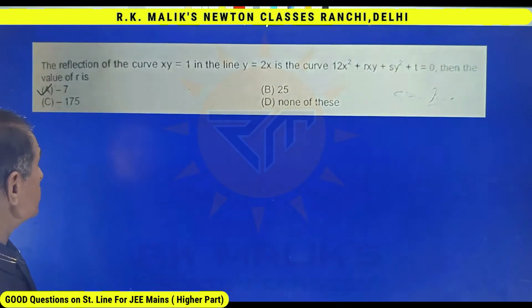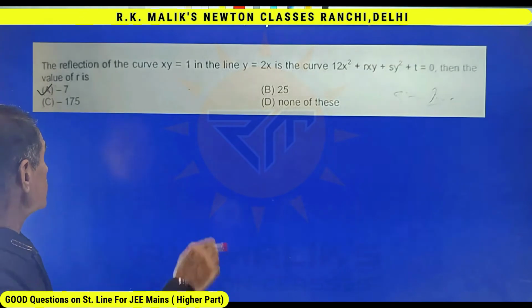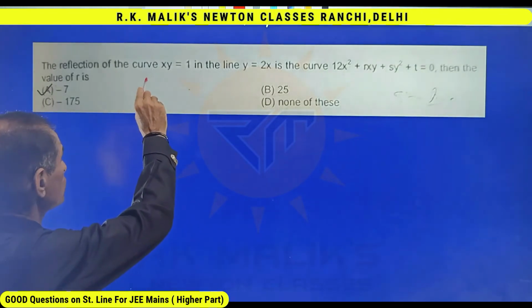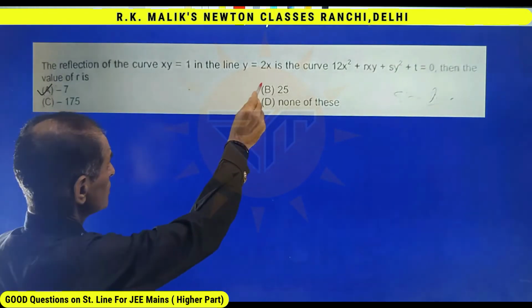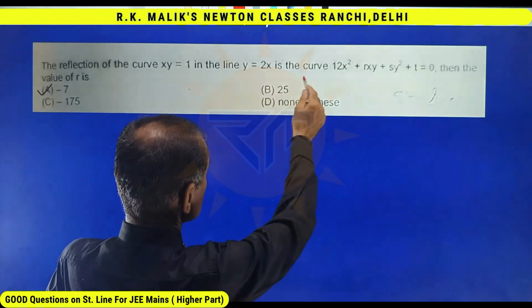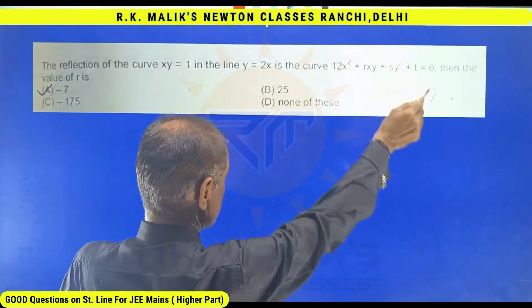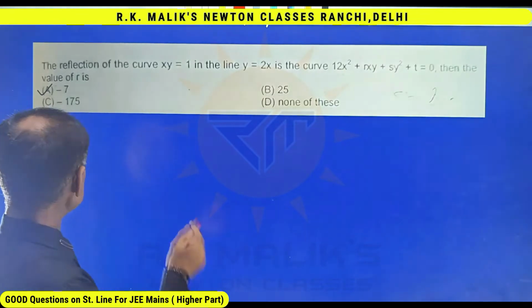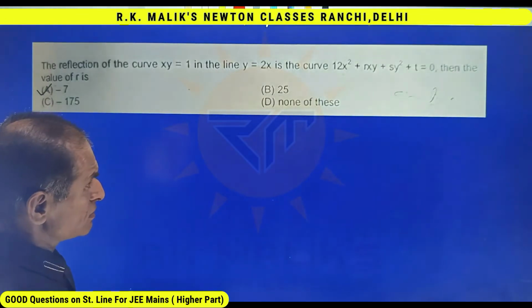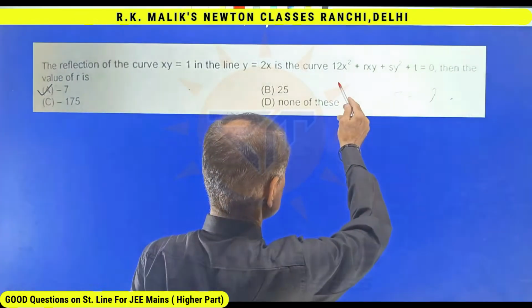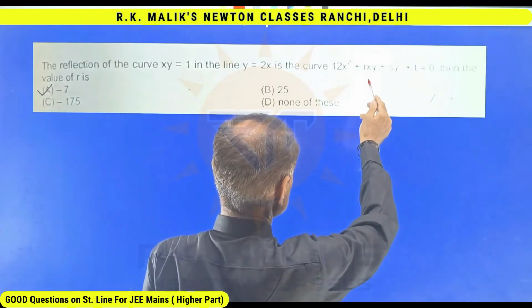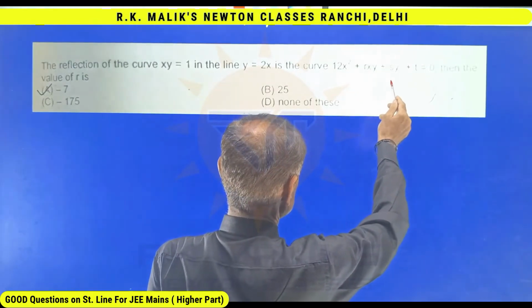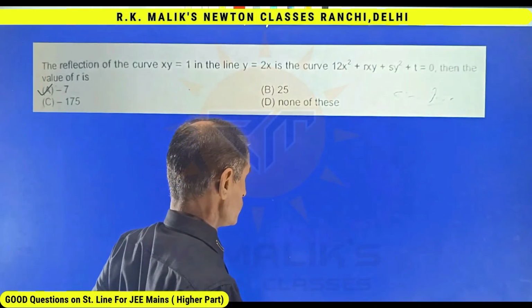In this question he is asking that the reflection of the curve xy equal to 1 in the line y equal to 2x is given by this equation. Then the value of r is. It is written as 12x square plus rxy plus sy square plus t equal to 0.